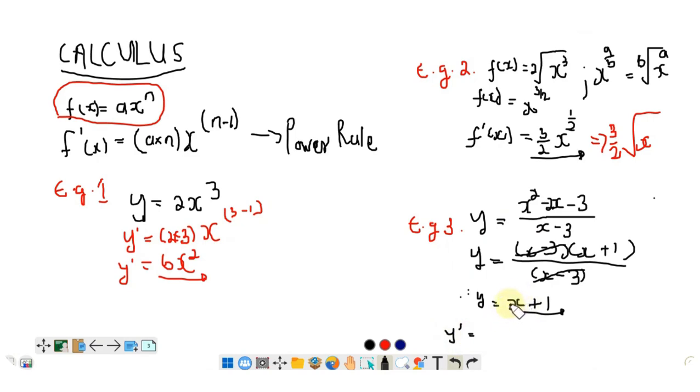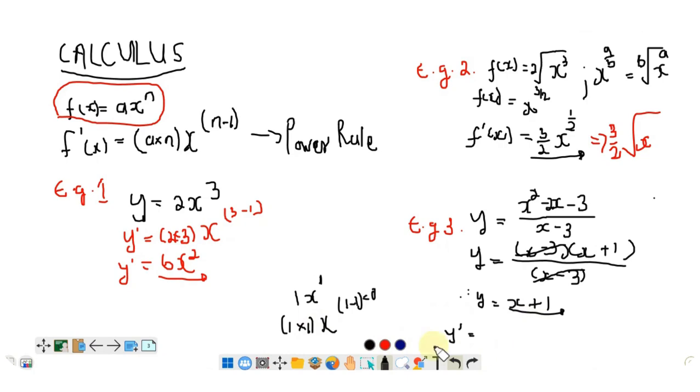Now here x is the same as 1x to the power 1. You get what I'm saying? So this x, let me write it here, is the same as 1x to the power 1. When you derive this according to the rule a times n, you will say 1 times 1, and then x, and according to the rule you'll say n minus 1, and n is 1, so 1 minus 1 gives you what? 0, right? So this 1 times 1 is 1.